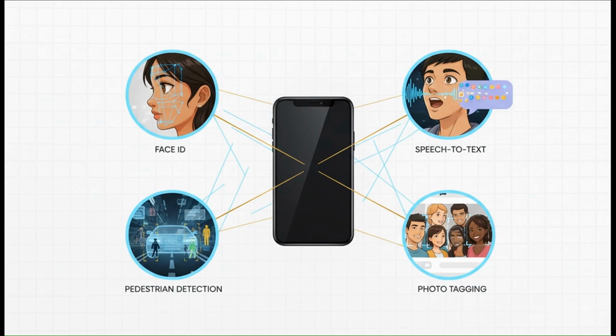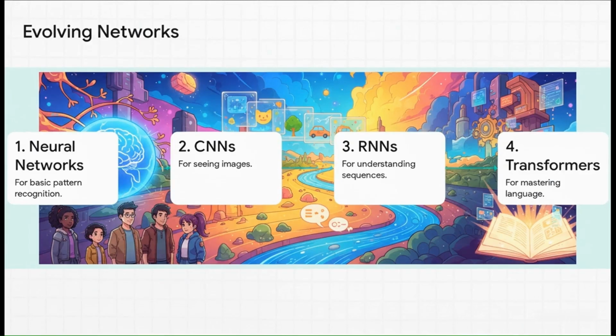Your phone recognizing your face to unlock, that's deep learning. An app transcribing your voice into text, that's deep learning. A self-driving car identifying a pedestrian, you guessed it, all powered by deep learning. Neural nets have gotten better and better over time.